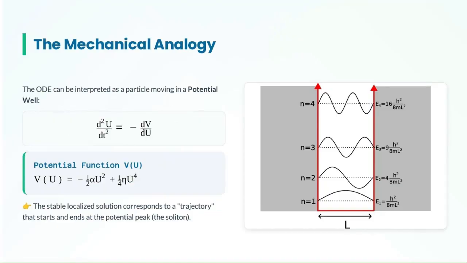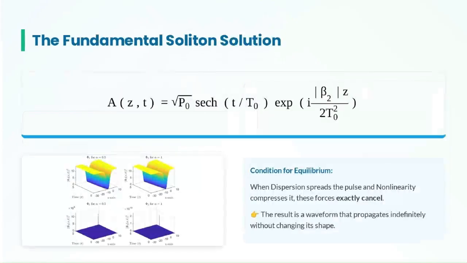Interestingly, this nonlinear equation can be interpreted like the motion of a particle inside a potential well. As shown in the slide, the effective potential creates a stable configuration. This stability is the reason why solitons can preserve their shape over very long distances. Unlike ordinary waves, they behave almost like particles. As shown in the equation on the screen, the solution has the shape of a hyperbolic secant function.